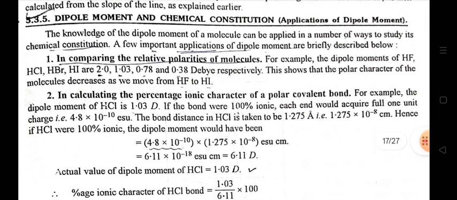First, in comparing the relative polarities of molecules. For example, the dipole moments of HF, HCl, HBr, HI are 2.0, 1.03, 0.78 and 0.38 Debye respectively. This shows that the polar character of the molecule decreases as we move from HF to HI.